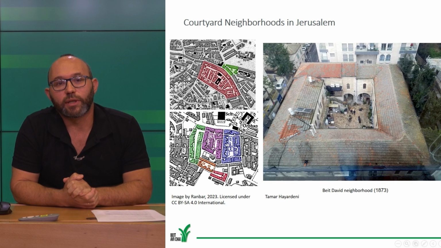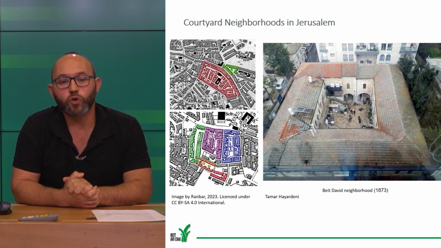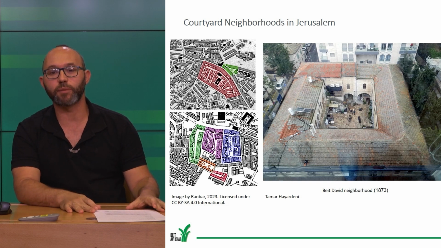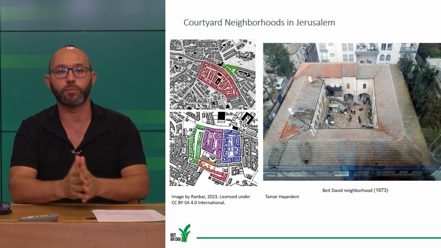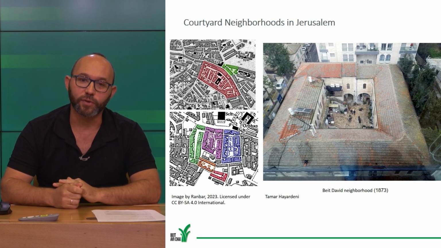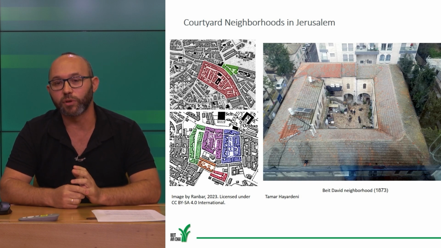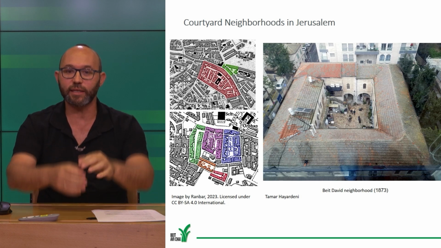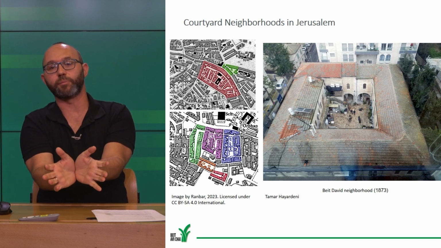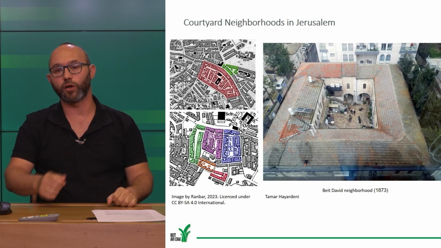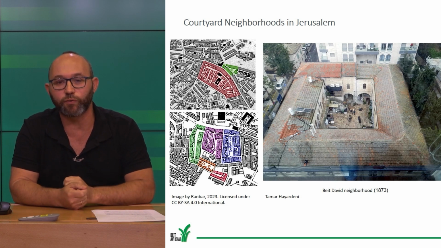If we talk about Jewish neighborhoods, the most dominant structure of a Jewish neighborhood at the end of 19th century would be the courtyard neighborhoods. First of all, we have to remember that living outside the city walls at that time was considered a dangerous thing. The city walls were safeguarding the people living within them, and until the middle of the 19th century, the Ottomans even shut off the gates.